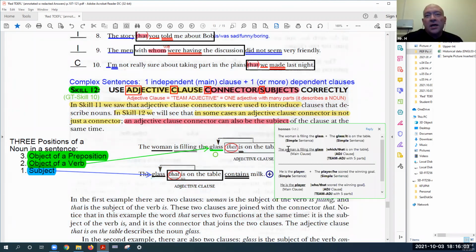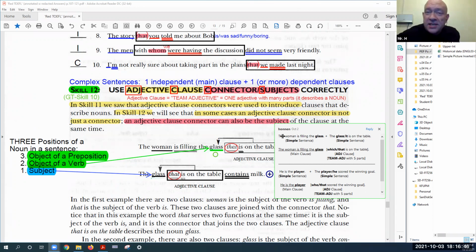Let's open up this message here. Abdulaziz, can you read this? The woman is filling the glass. Okay, and then? The glass, or it, is on the table. You see these 2 sentences? What kind of sentences? Simple. 2 simple sentences, right? The woman is filling the glass. The glass is on the table, right? Okay. Now we want to join the clauses, join the sentences.